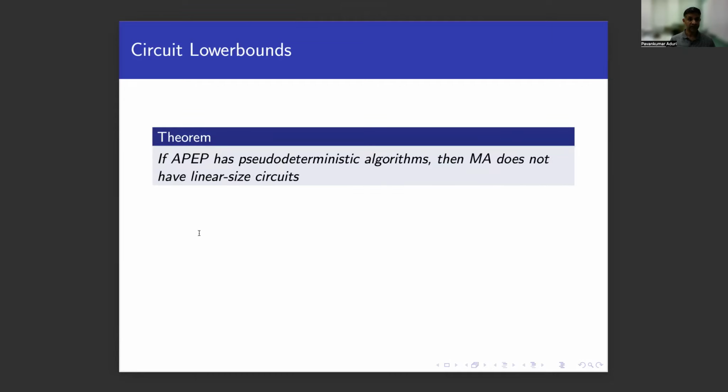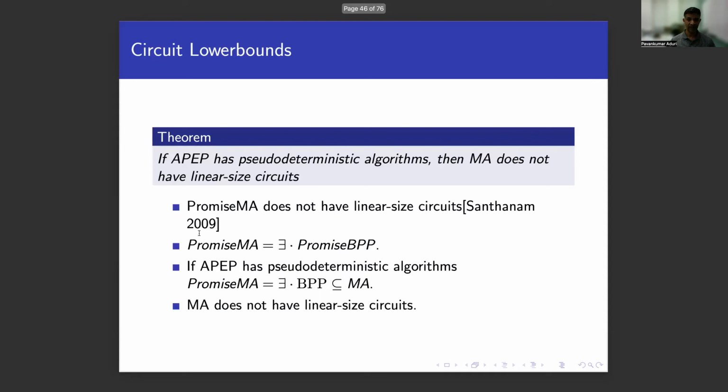So what can be shown is that if APEP has a pseudo-deterministic algorithm, then MA does not have linear size circuits. So how does the proof go through? We start with this result of Santhanam, who showed that promise MA does not have linear size circuits. And promise MA is nothing but there exists promise BPP. So if APEP has a pseudo-deterministic algorithm, promise BPP is the same as BPP. So promise MA is there exists dot BPP, which is a subset of MA. So we get that MA does not have linear size circuits.